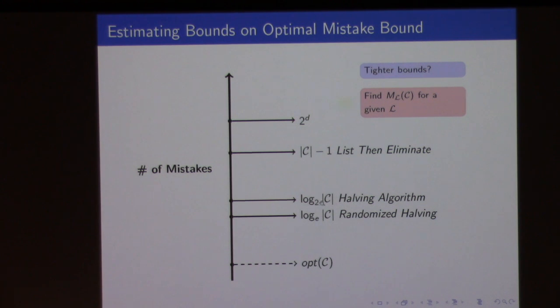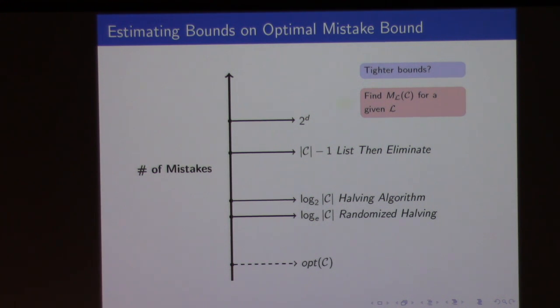And we'll look at this right away. But even this might be very large, right? If your concept class is large, then even log 2 of that might be large, and you might want to go even further down. So we will see another algorithm in which you can get even tighter bounds, but for that you have to make assumptions about your C. Okay. Any questions so far?